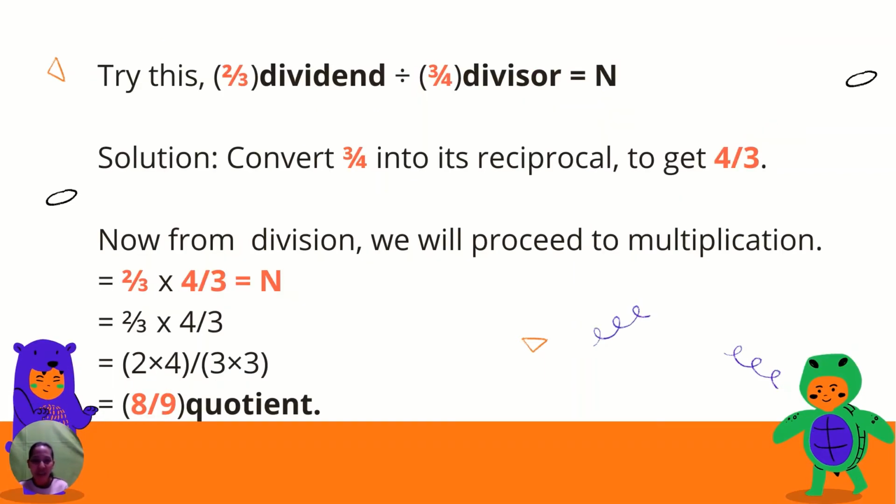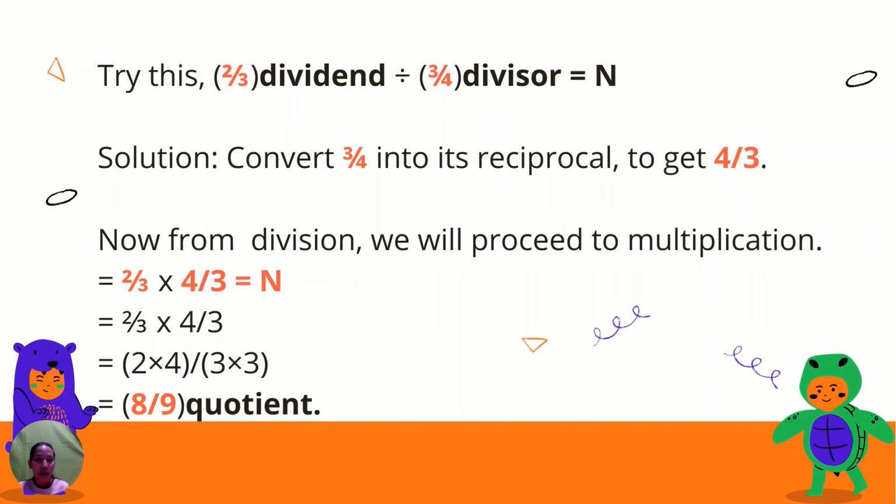Okay, let's try this example. 2/3 divided by 3/4 is equals to n. Solution, we have to convert 3/4 into its reciprocal to get 4/3. Now, from division, we will proceed to multiplication. So, ito yung ating solution. 2/3 times 4/3 is equals to n.